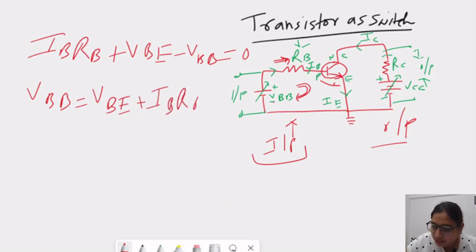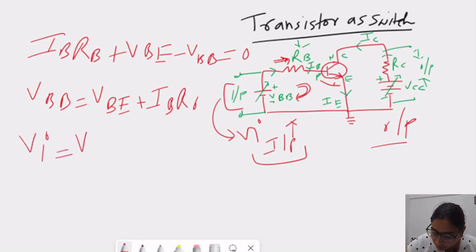This VBB we can similarly consider as the input side. So we can replace it with VI, which is nothing but the input voltage. So this equation will be VI is equal to VBE plus IBRB.